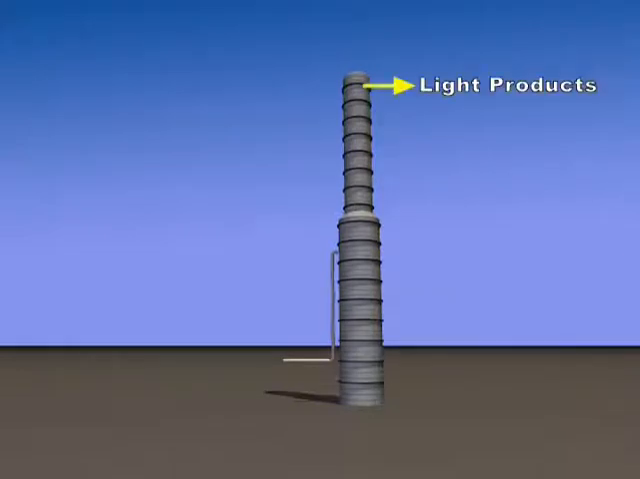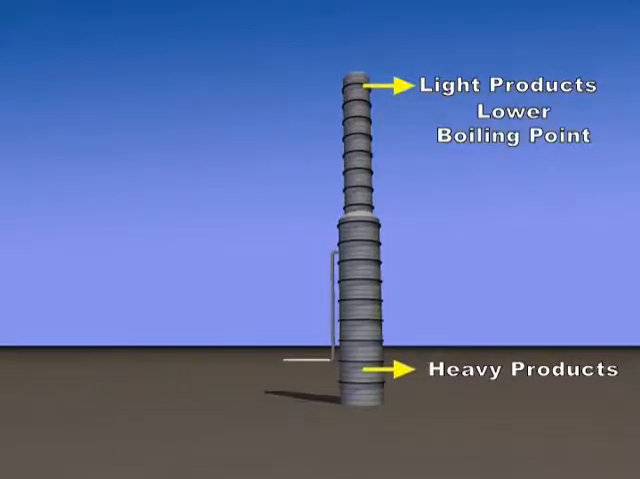The lightest products exit from the top of the column. The heaviest products exit from the bottom. Products exiting from the top have a lower boiling point than those exiting from the bottom.